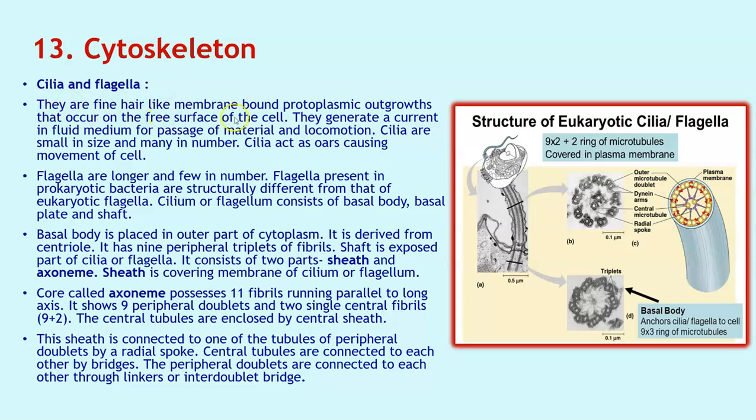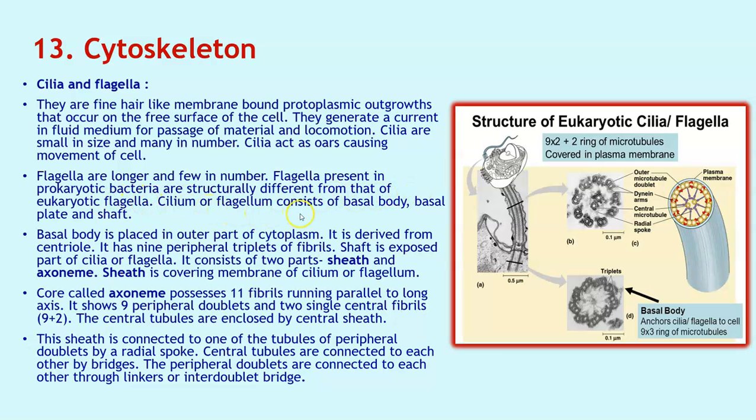They are fine hair-like membrane-bound protoplasmic outgrowths that occur on the free surface of the cell. They generate a current in the fluid medium for passage of material and locomotion. Cilia are small in size and many in number. Cilia act as oars causing movement of the cell. Flagella, on the other hand, are longer and few in number. Flagella present in prokaryotic bacteria are structurally different from those of eukaryotic flagella.